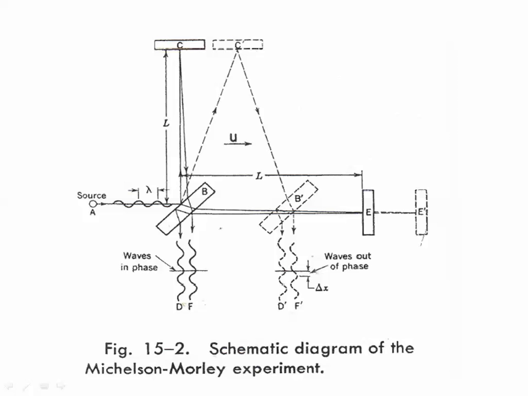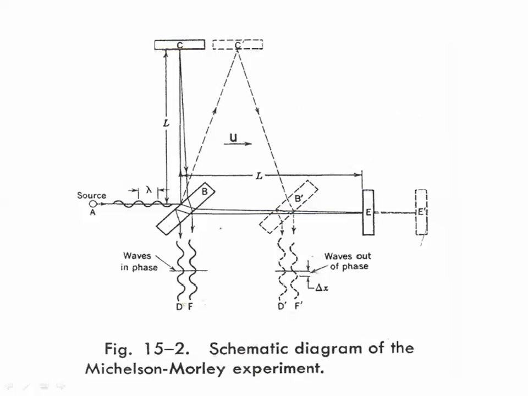We analyze the light beam assuming Newtonian mechanics. The vertical distance from the half-silvered mirror B to the mirror C at the top of the diagram is L. The horizontal distance from the half-silvered mirror B to the mirror E at the right of the diagram is also L. The fact that the two distances L cannot really be made exactly identical in practice is not important because the experiment is actually looking for shifts in the interference pattern as the apparatus is rotated.